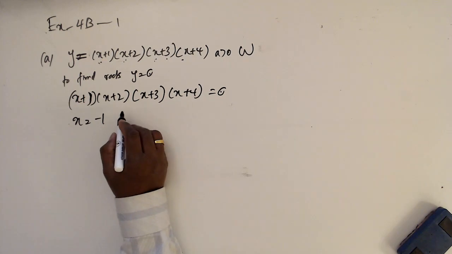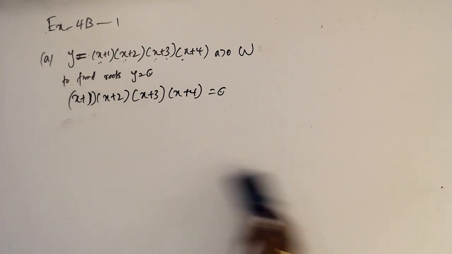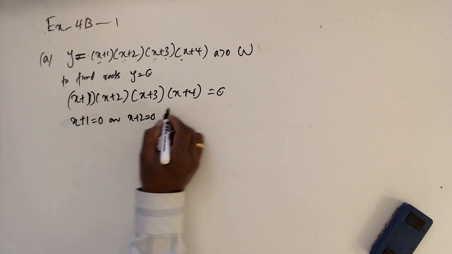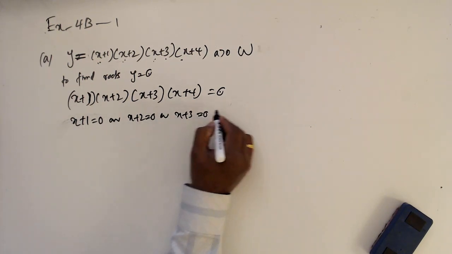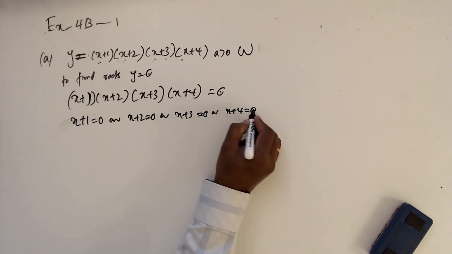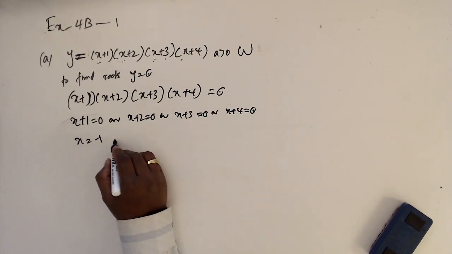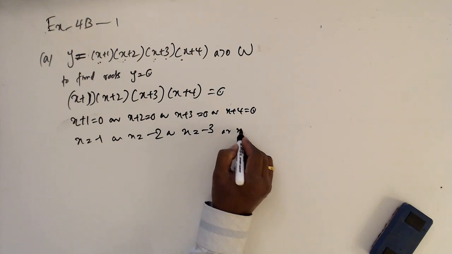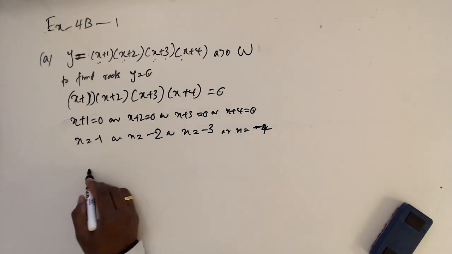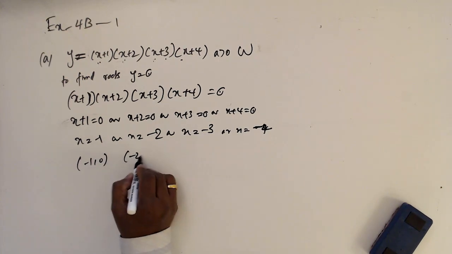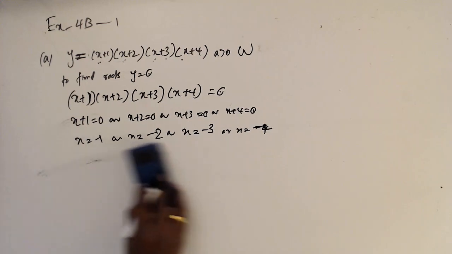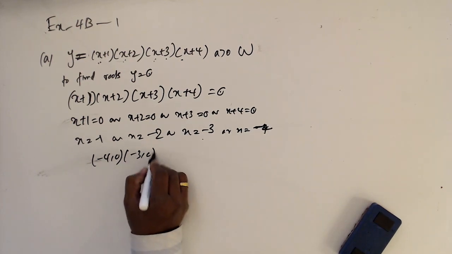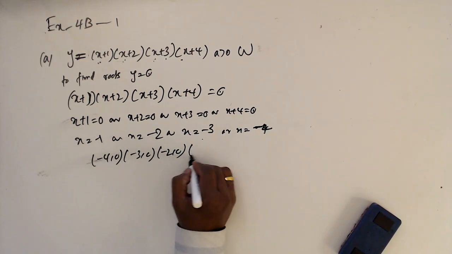x plus 1 equals 0, or x plus 2 equals 0, or x plus 3 equals 0, or x plus 4 equals 0. x equals -1, or x equals -2, or x equals -3, or x equals -4. Coordinates are -1 0, -2 0. This is the smallest value, -4 0, then -3 0, -2 0, -1 0.